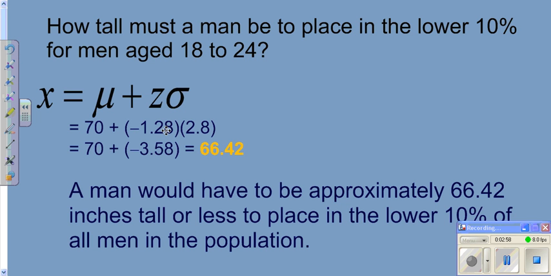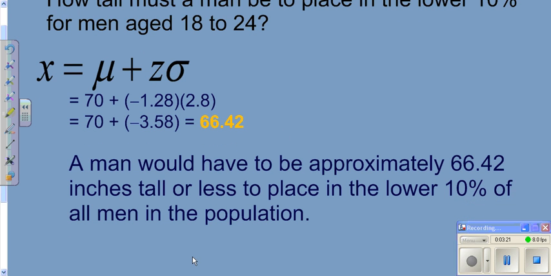So when you're doing a reverse z-score process, you look in the middle of your chart in the back of the book to work backwards to find the z-score. You then use that z-score in your formula here. So you can multiply these two together, then take your mean and add that to your mean, and you get 66.42. So in other words, a man in that 18 to 24 age group would have to be 66.42 inches or less, shorter than that, to be in the bottom 10%.